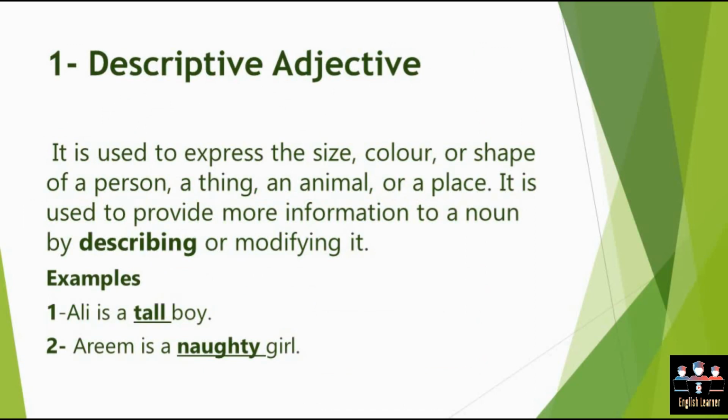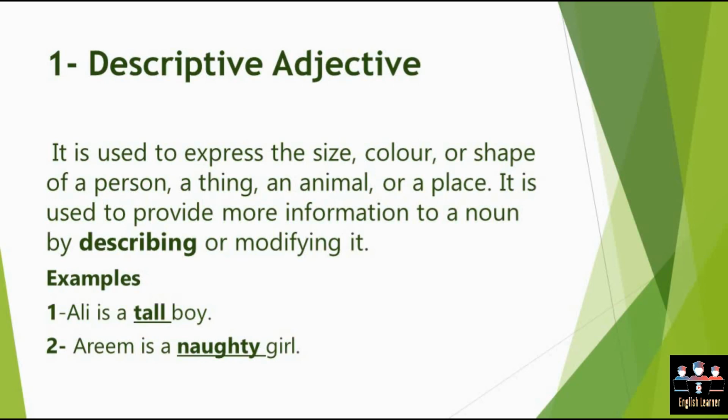It is used to express the size, color, or shape of a person, a thing, an animal, or a place. It is used to provide more information to a noun by describing or modifying it. Just look at the word, descriptive adjective means a word in a sentence which is describing the noun or a pronoun will be called as descriptive adjective.